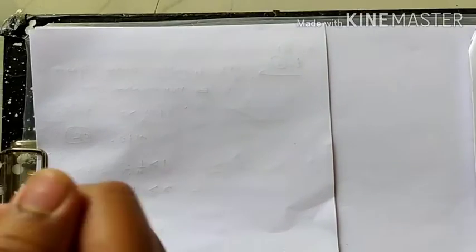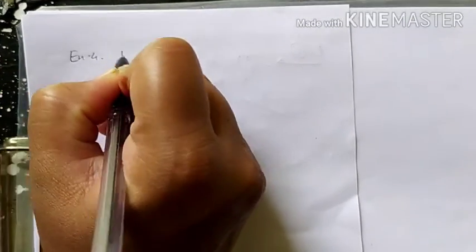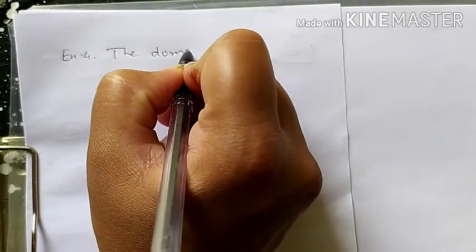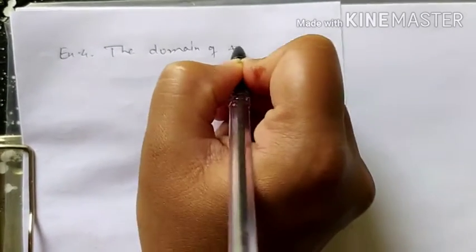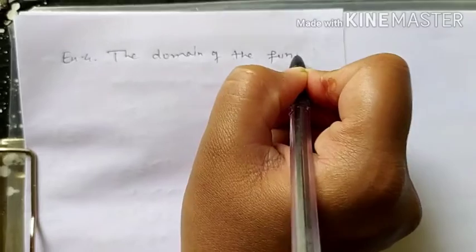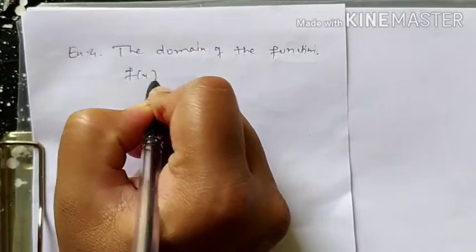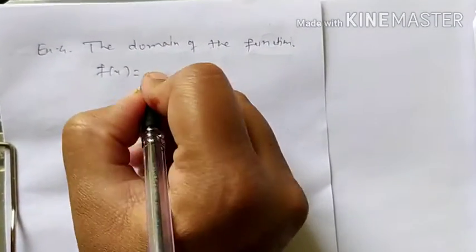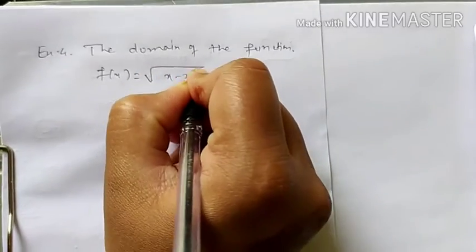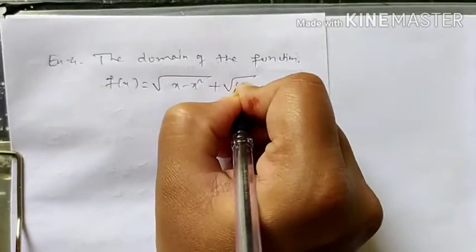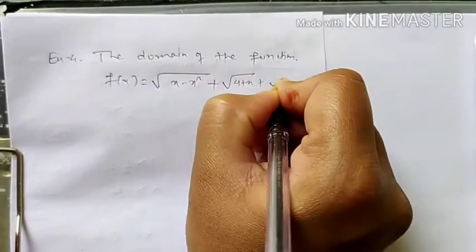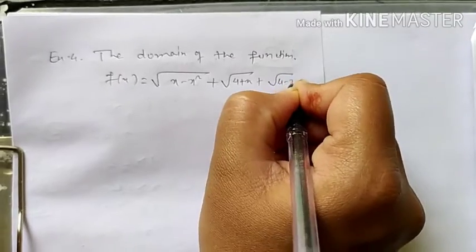Now we'll take the fourth example. The domain of the function, example number 4. The domain of the function f of x equals square root of x minus x square plus square root of 4 plus x plus square root of 4 minus x.